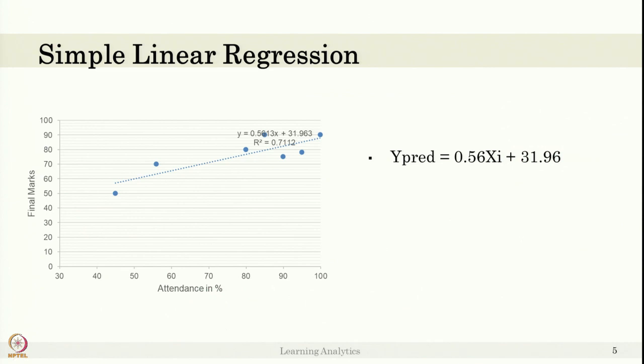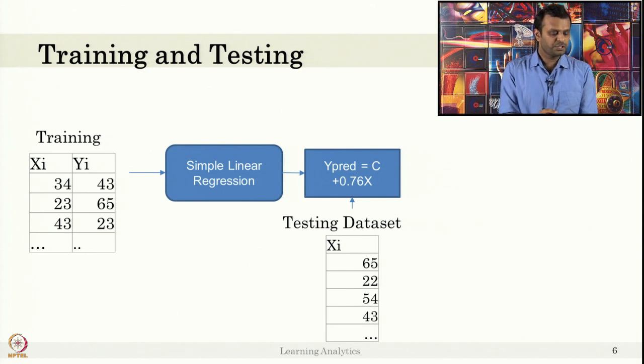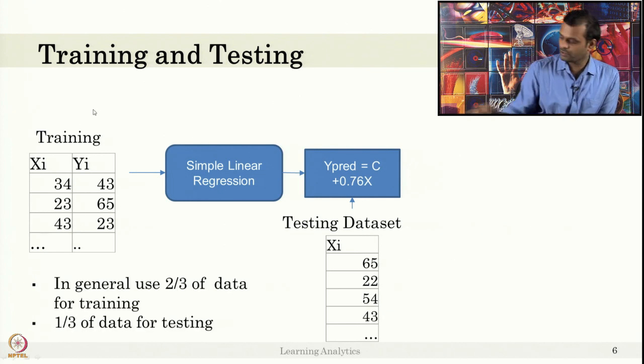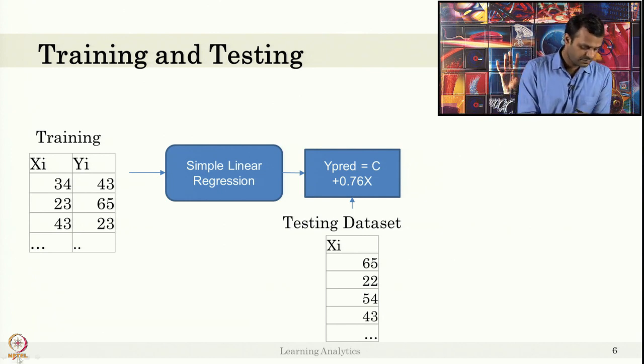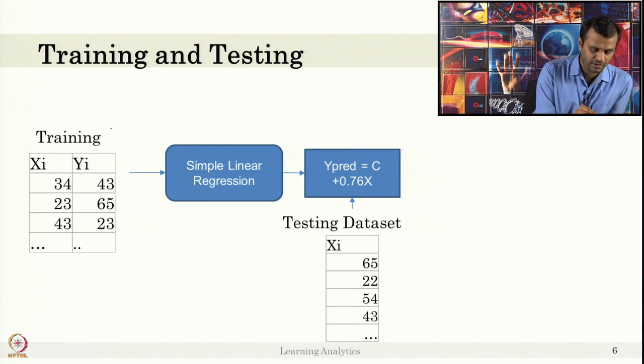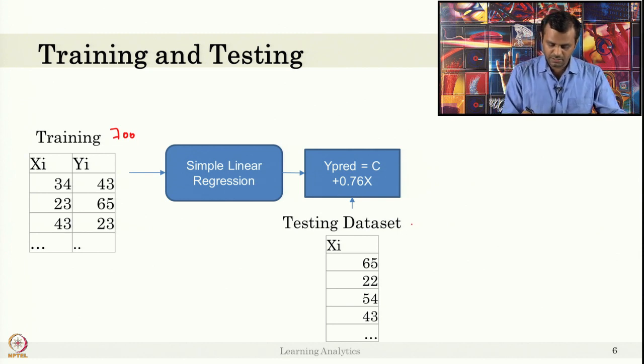Suppose this is an equation of the model we talked about in the last class. So, y prediction is 0.56 xi plus 31.96. This is not the same, I have just given some example here. Consider you have training data, say 700 data here, and you have testing data, that is 300 data values here.